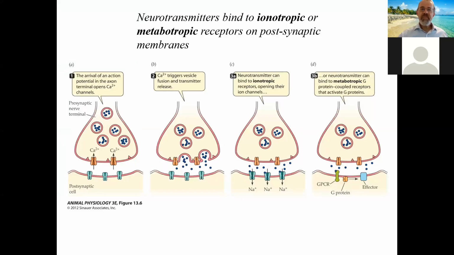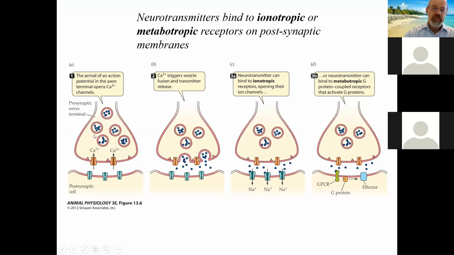Okay, so to summarize where we've been so far, this is showing the exocytosis of a neurotransmitter. Remember, I mentioned that we have this influx of calcium, which triggers the exocytosis of the vesicle into the synaptic cleft.